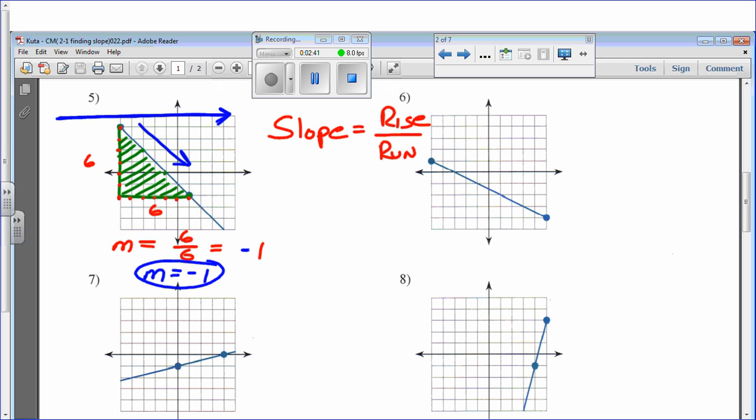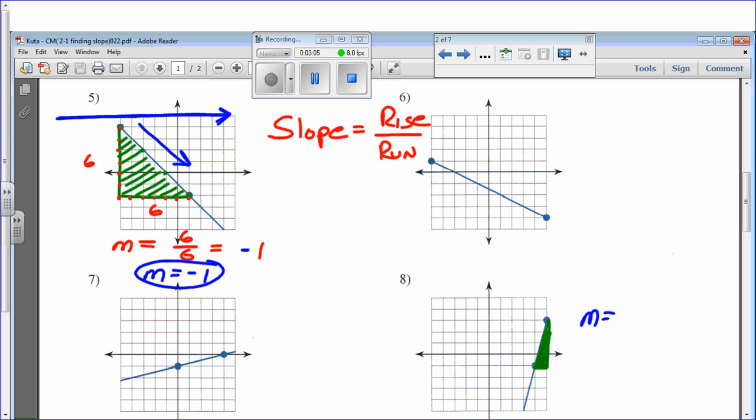I'm going to do one more example. The one that I'm going to do is problem number 8. When I do problem number 8, I'm just going to make a right triangle either above or below the line. I'm going to connect my 2 points right here to make my right triangle, and I'm going to shade it in. Now I can tell my horizontal and vertical change.